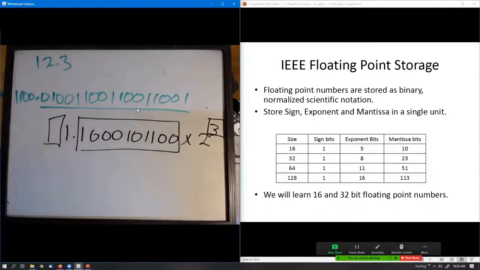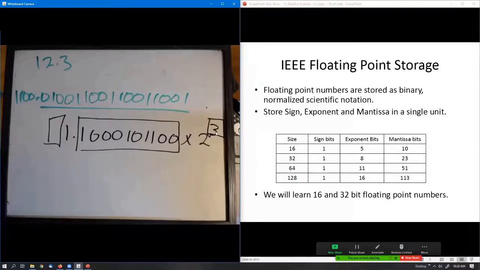So we're going to take our number, write them as binary fractions, take those binary fractions, write them as scientific notation using powers of 2, and then we're going to take that, and those are the three pieces that we need to store, and that's what this is showing. We only need one bit to store the sign. It's positive or negative. Positive is 0, negative is a 1.